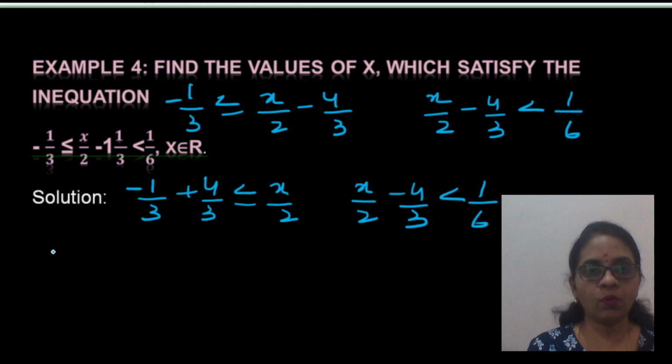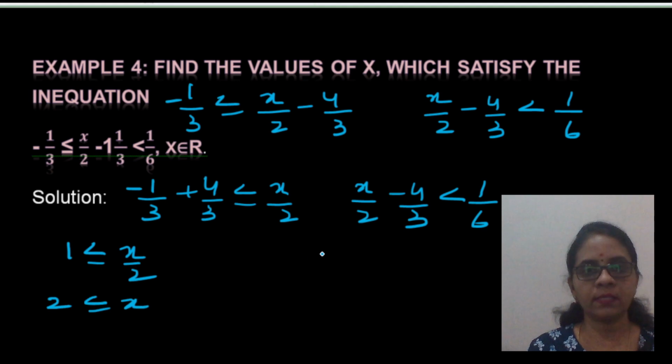Minus 1 by 3 plus 4 by 3 is 1. So 1 is less than or equal to x by 2, so 2 is less than or equal to x. And here the LCM is 6. I have to transpose that to the other side. So x by 2 is less than 1 by 6 plus 4 by 3.